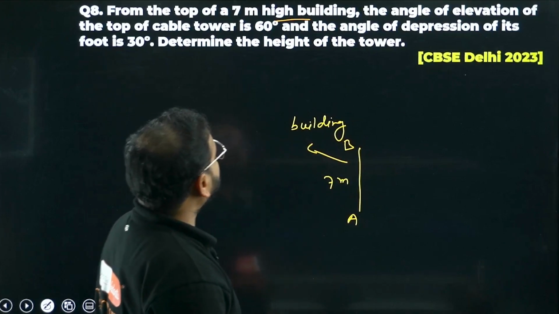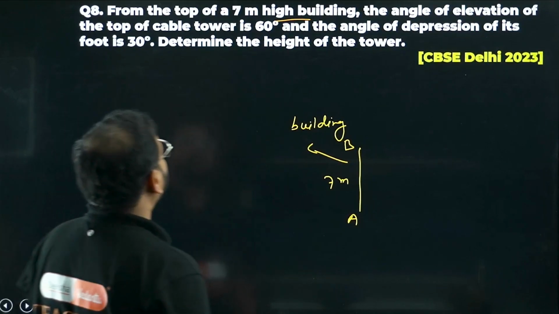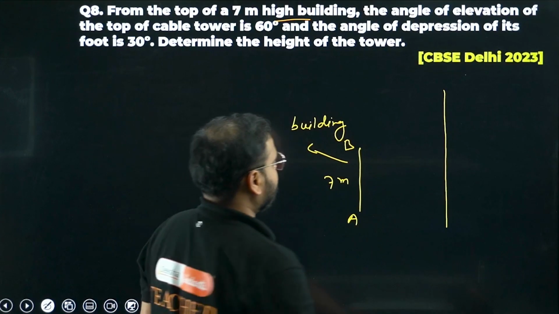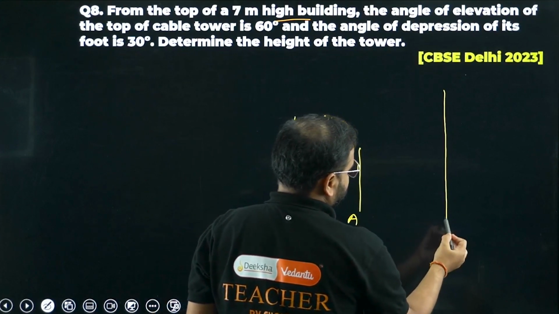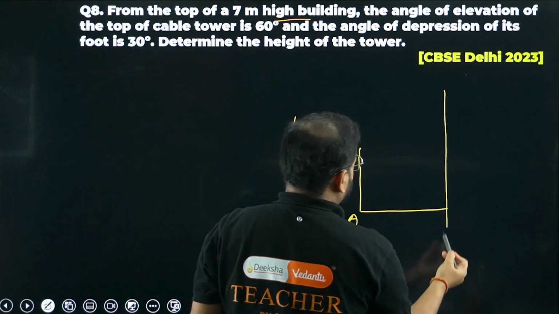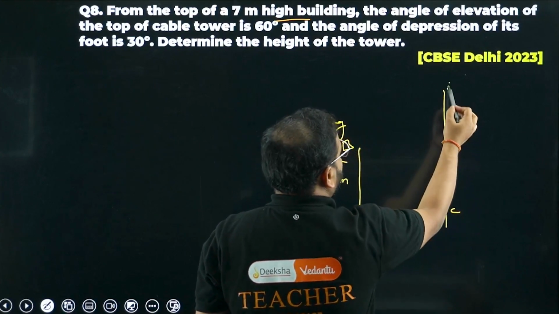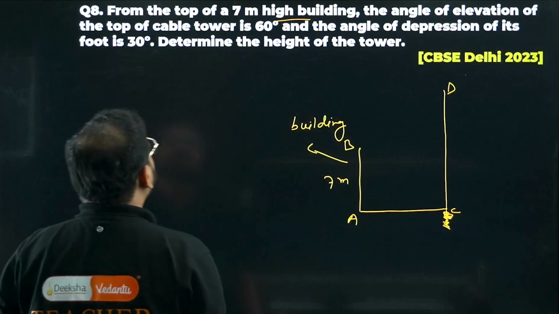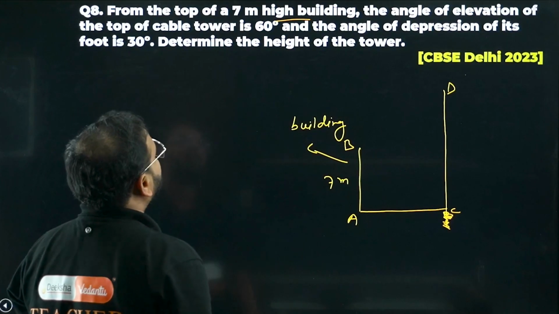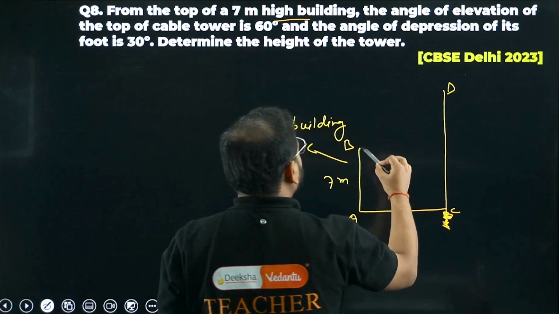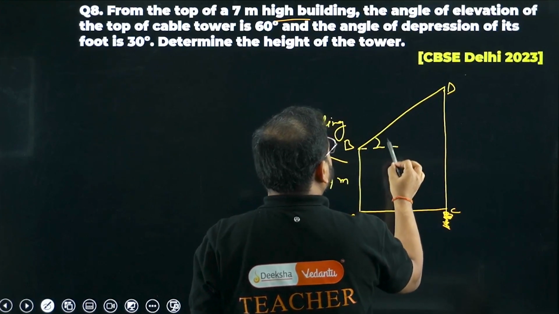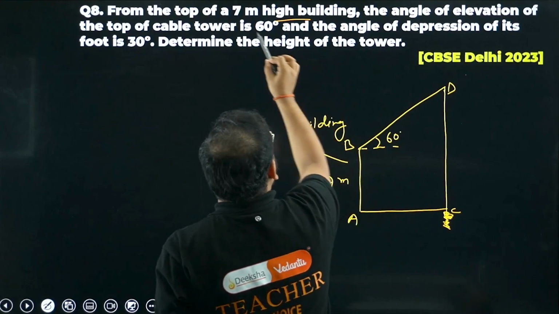Okay. The angle of elevation of the top of a cable tower is 60 degrees. The cable tower is here, let's call this A again. Some extra length I've drawn, so I'll call it B, C over here and D over here. So CD is like that, and the top of the tower, right? So something like this. How much is this angle of elevation? 60 degrees. They have mentioned here.